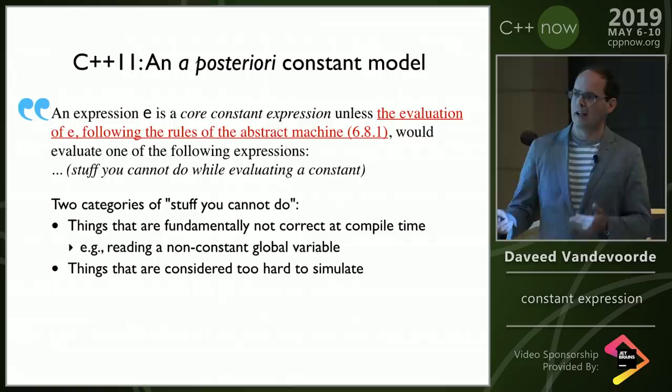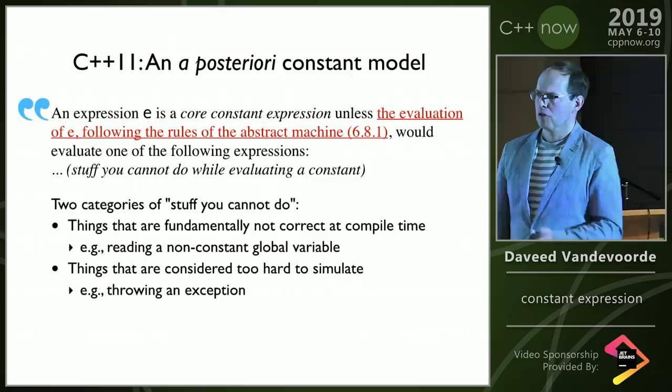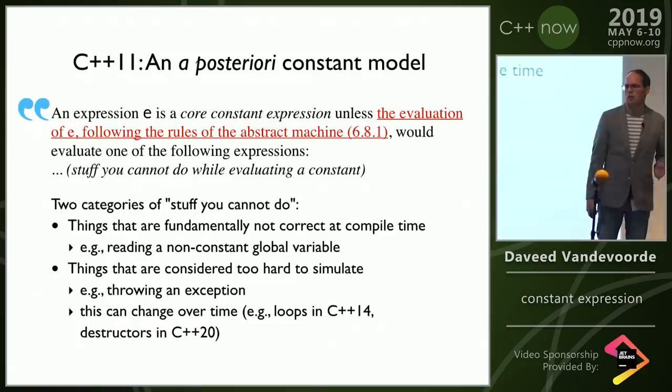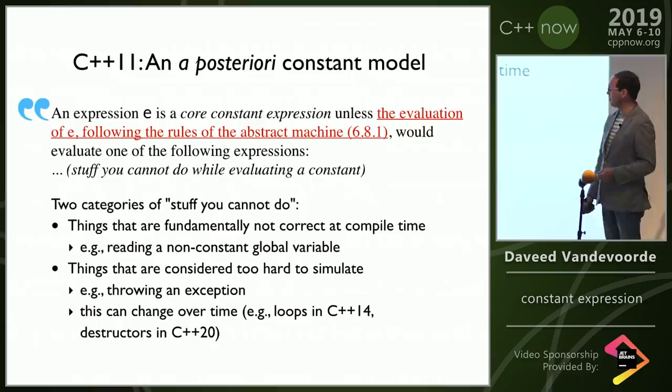Now, the other category of things that you can't do in a constant expression are things that are just considered too hard to do. And that changes over time. For example, throwing an exception. You can't throw an exception in a constant expression today. But I suspect that in 2050, C++50 will have that feature, and I hope I'll be here to come and tell you about it. And we have changed things over time. In C++14, we added things like loops and if statements. We're probably going to have constexpr destructors, non-trivial destructors, in C++20. So this does happen.